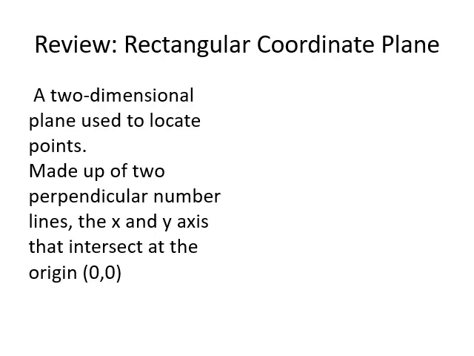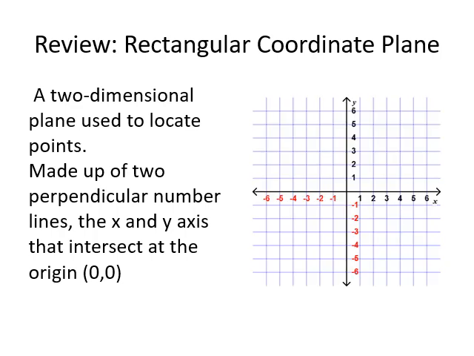So let us review first the rectangular coordinate plane. It is a two-dimensional plane used to locate points, made up of two perpendicular number lines, the x and y axis, that intersect at the origin (0, 0). So this is an example of a rectangular coordinate plane.